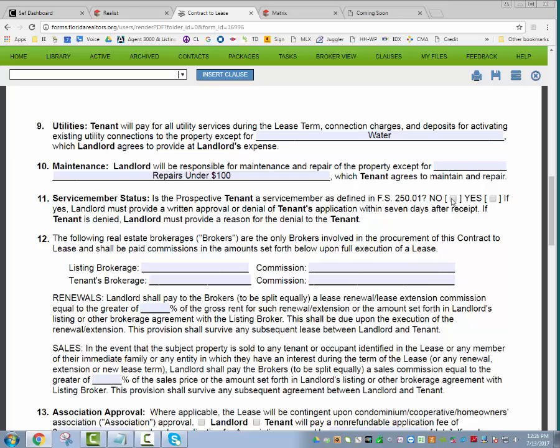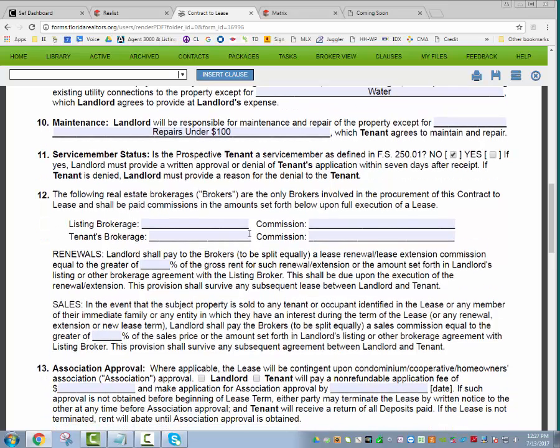This is new in the new CL-5. The service member status: is the prospective tenant a service member as defined in Florida Statutes 250.01? In this case, we're going to say no. If yes, landlord must provide written approval or denial for the tenant's application within 7 days after receipt. If tenant is denied, landlord must provide a reason for the denial. Generally, we get that reason that the landlords will tell us, the credit wasn't good enough or whatever. So this is now something that for service members they have to follow this new statute.